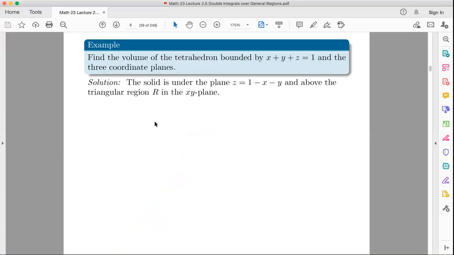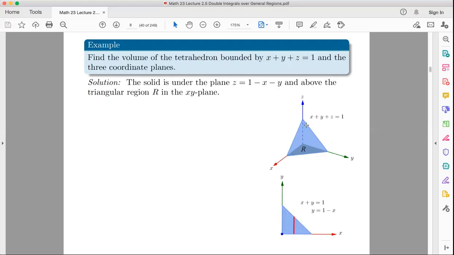Another example, let us determine the volume of this tetrahedron bounded by x plus y plus z equals 1. So take note that in the first octant, we can consider our function f of x, y equals z to be 1 minus x minus y. So this came from the given equation here. So this will be our tetrahedron. So it is bounded by the coordinate planes and by the given plane.